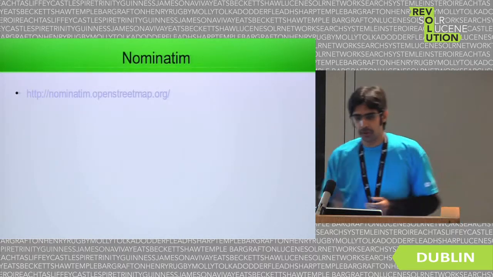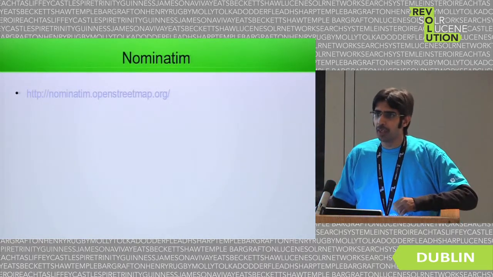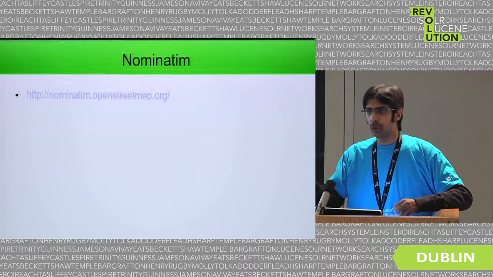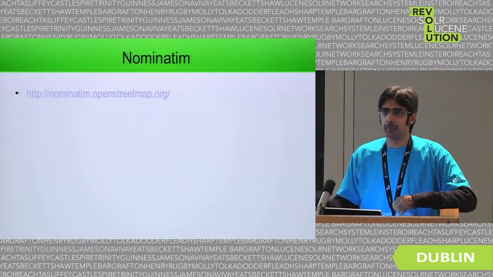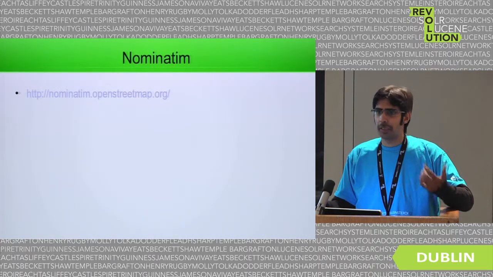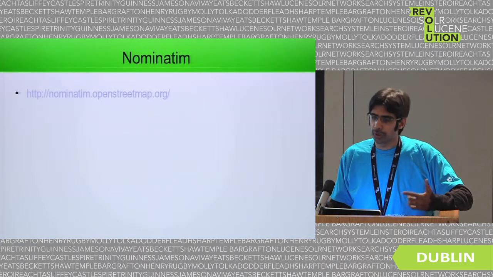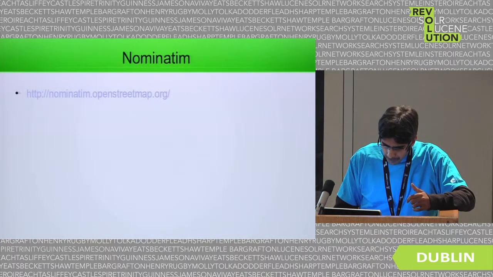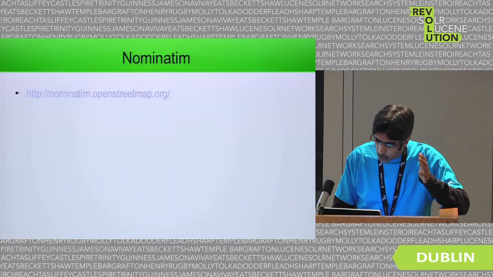So to give you an appreciation, geocoordinates are the latitude and the longitude of a place. So on Earth, every place has a defined latitude and longitude. So what is Nominatim?